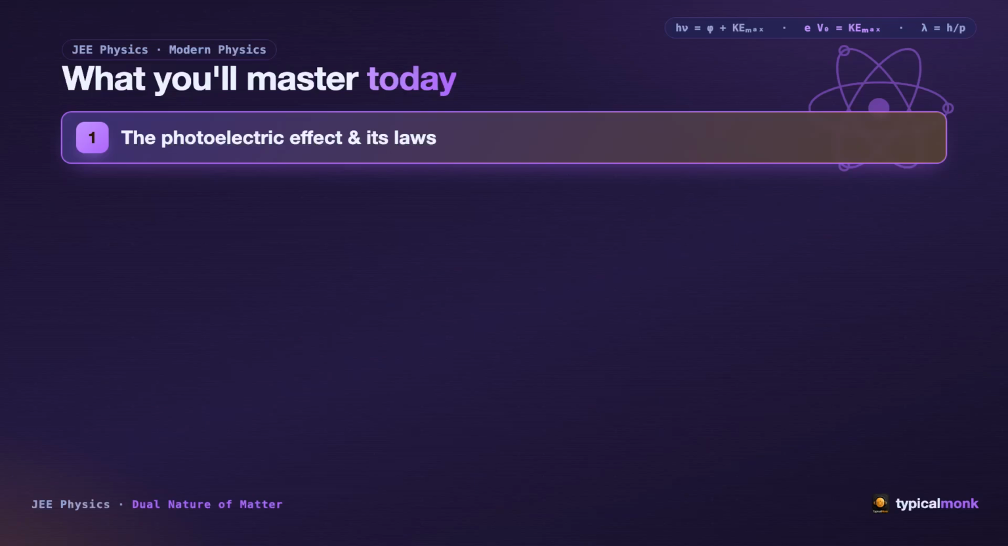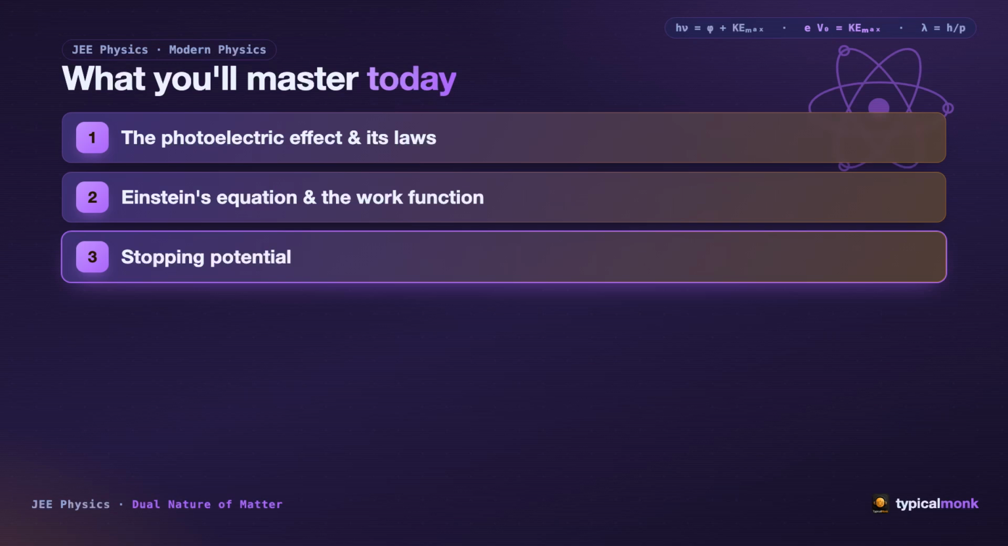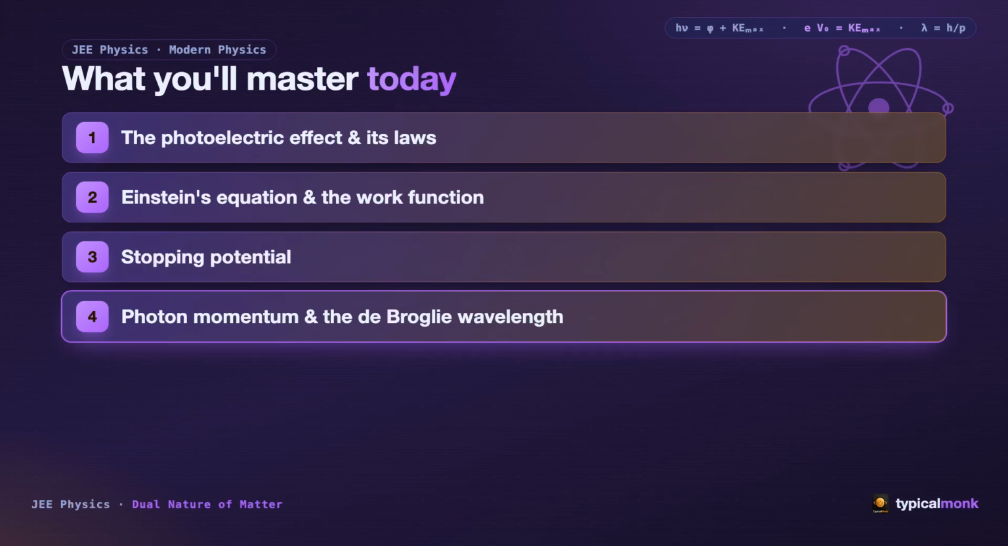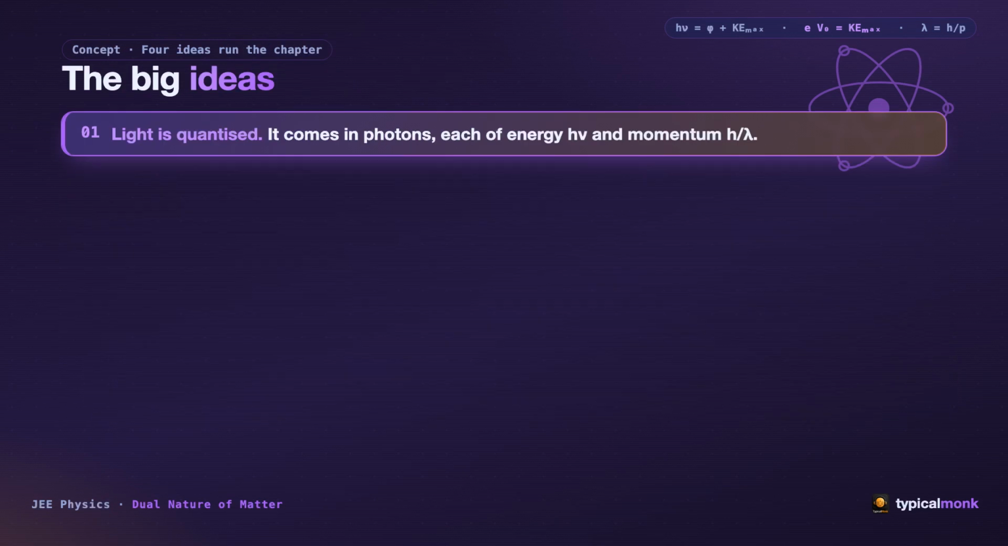Here is what you will master today. First, the photoelectric effect and its laws. Second, Einstein's equation and the work function. Third, the stopping potential. Fourth, photon momentum and the de Broglie wavelength. And fifth, the Davisson-Germer experiment plus the drills. One idea at a time. These ideas run this entire chapter.